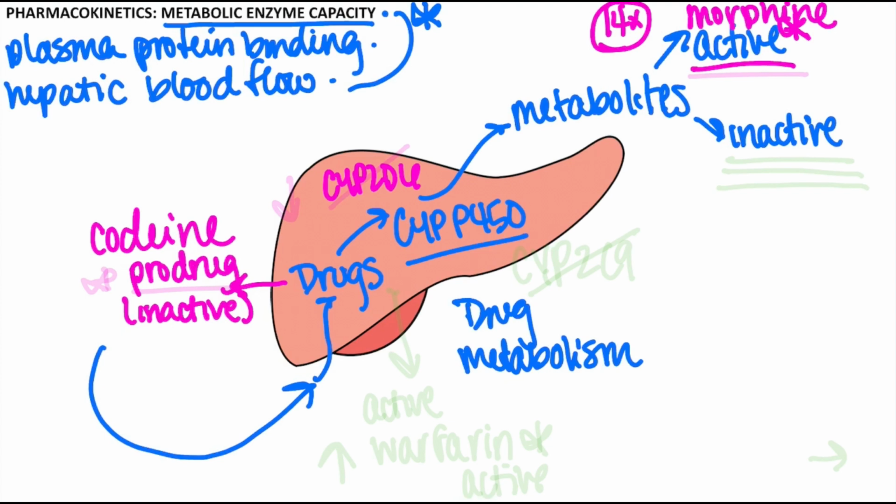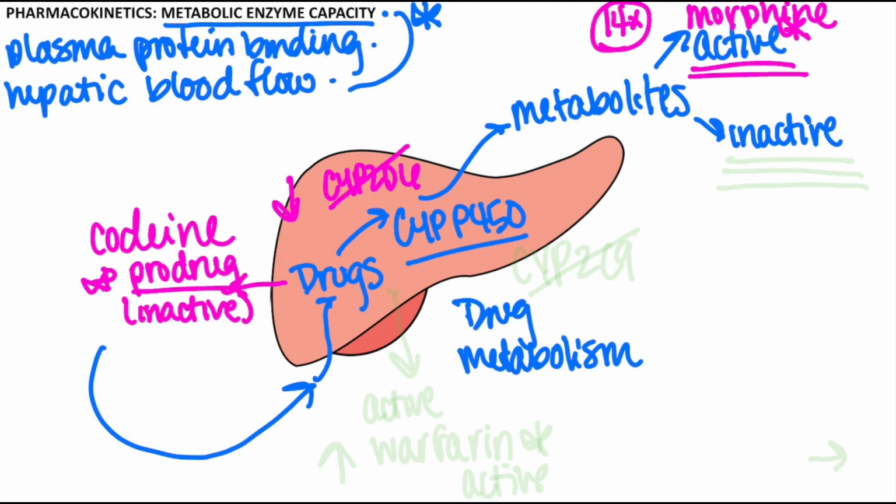Now, if for some reason there is reduced liver function or liver damage, this means that there is also reduced function and/or loss of metabolic enzymes in the hepatic location of the injury. Therefore, the metabolic enzyme capacity is reduced. So if you are administering a prodrug in this situation, then less prodrug is going to be converted to the active form. So the patient may not experience the therapeutic effects of the drug. So for example, for codeine, the patient may not experience adequate pain relief.